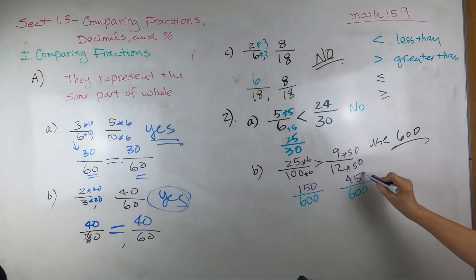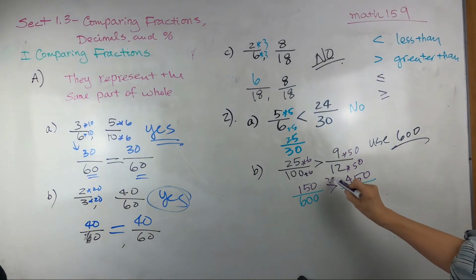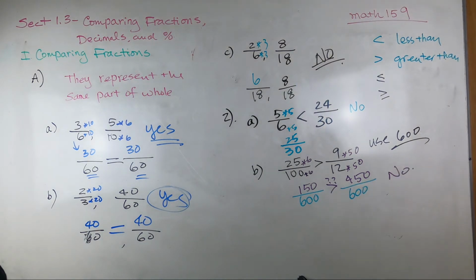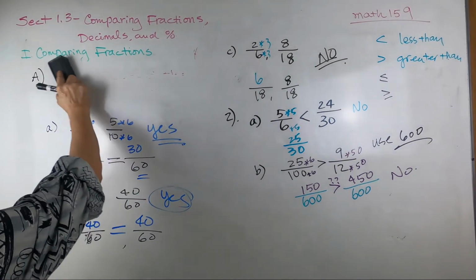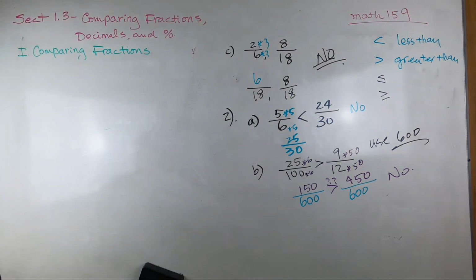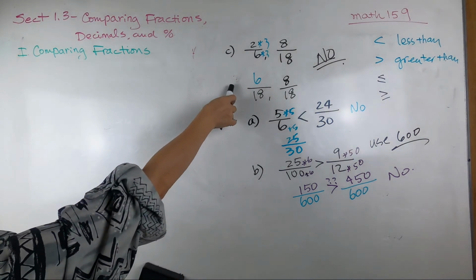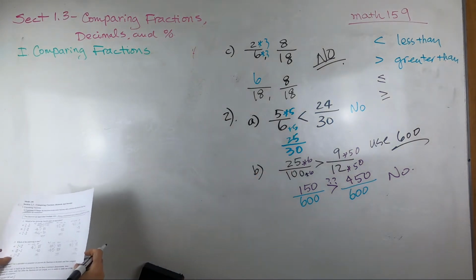So 9 times 50 is 450. Is 150 bigger than 450? No. Right? What are we using? The same denominator to compare fractions, to see if they are the same, or one is less than or greater than the other one.